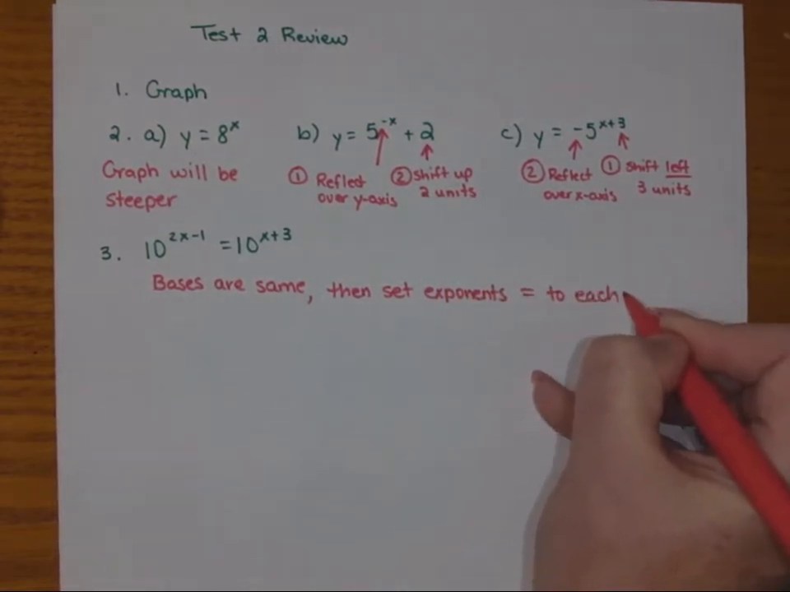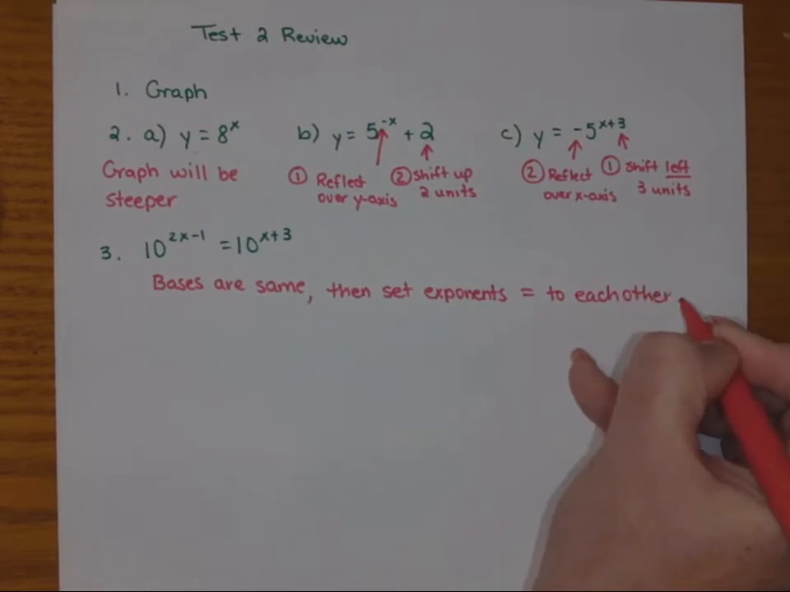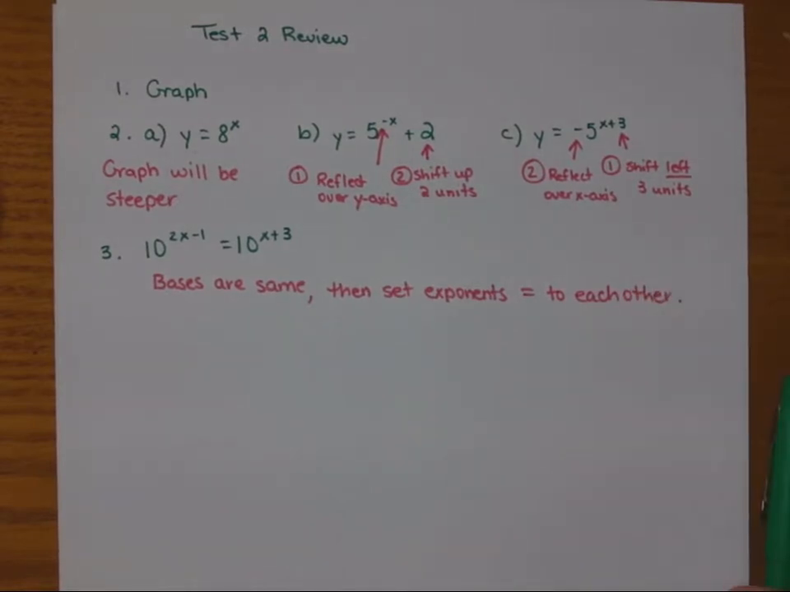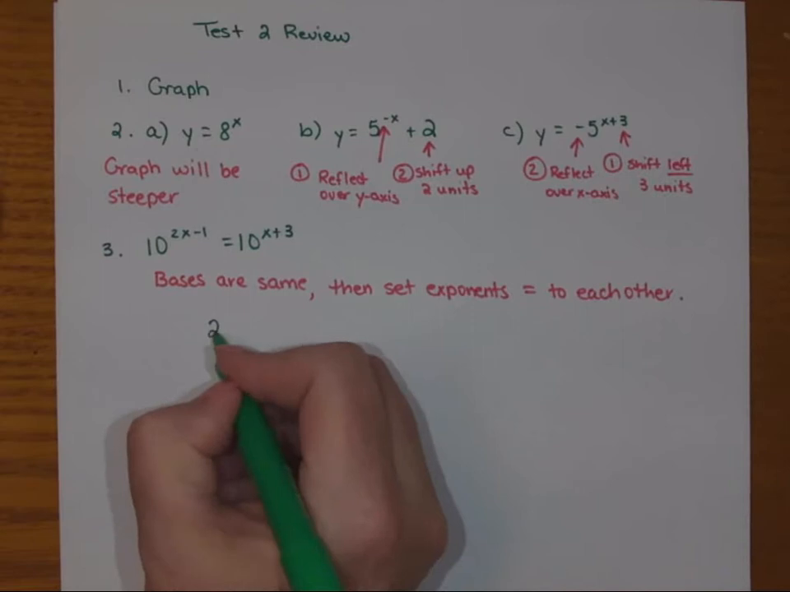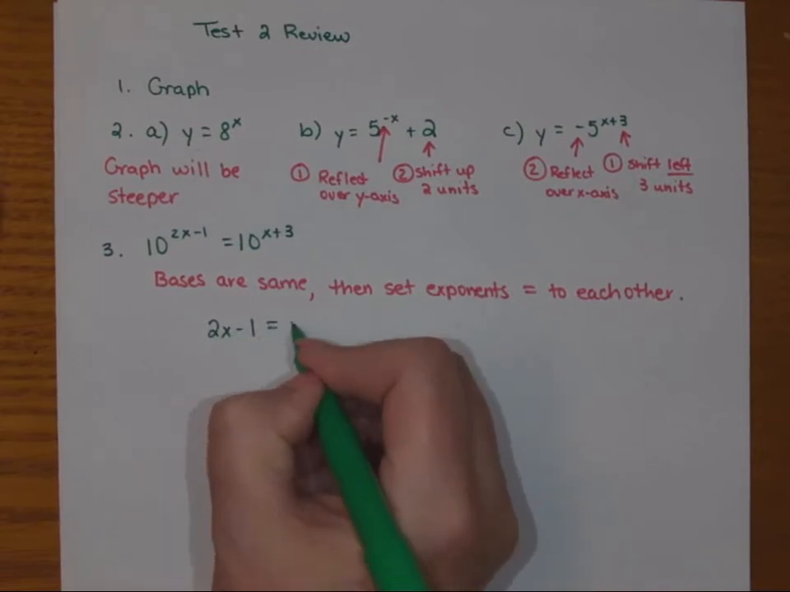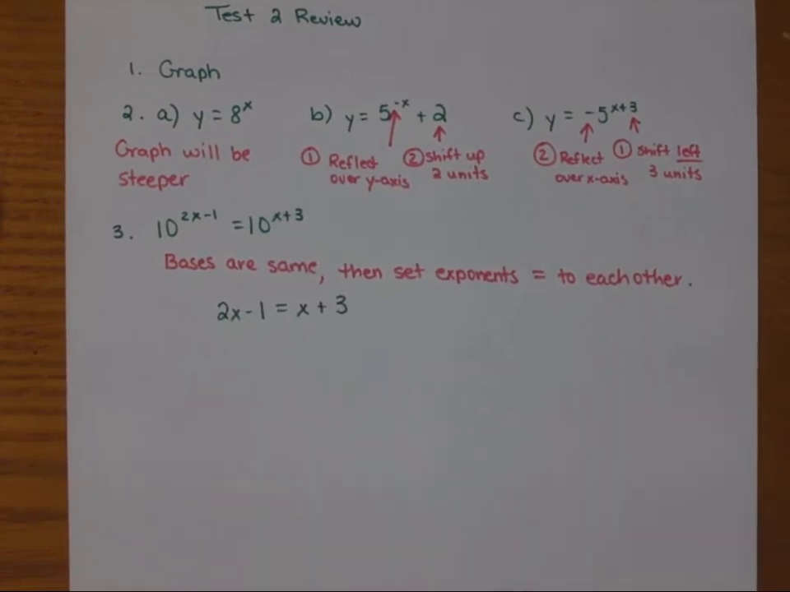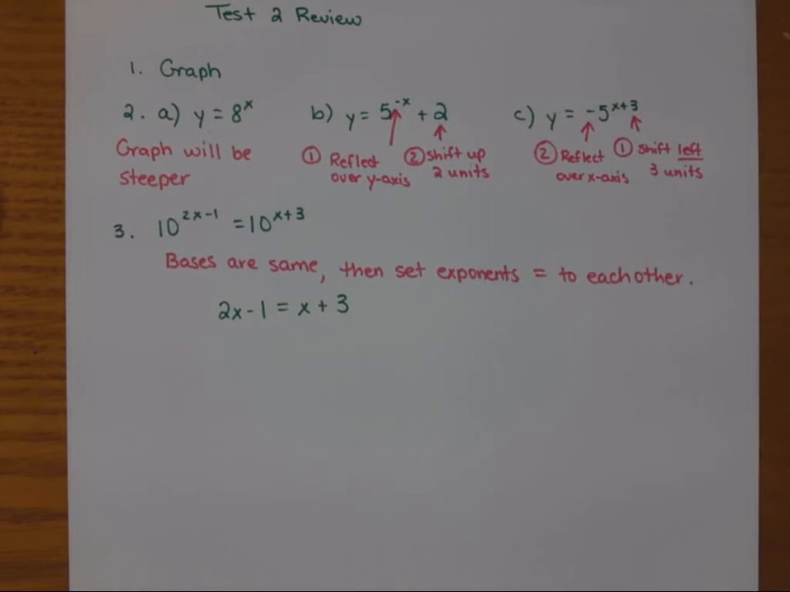You cannot do this if the bases are not the same, but notice here they are. So pretty easy. We don't really get rid of the 10, we just don't really care about it. So we're going to set the 2 exponents equal to each other, and then it's just a basic couple step algebra problem that I can do, right?